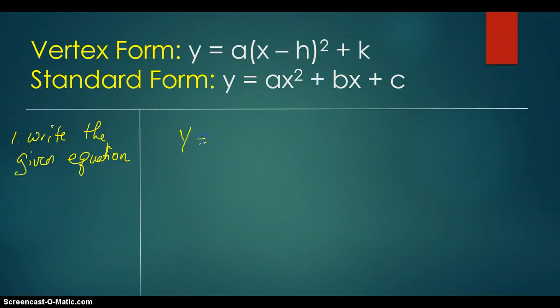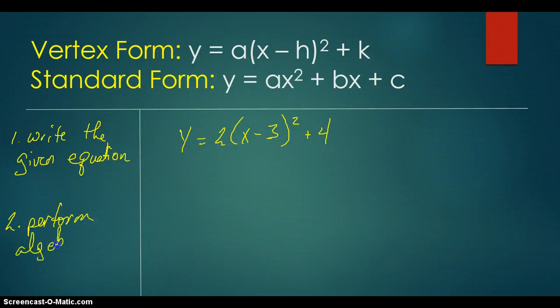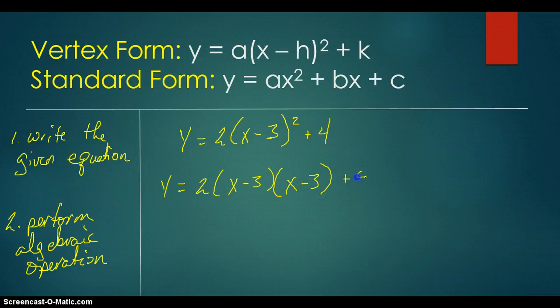For example, the first one we're given, and I hope this looks familiar to you. We've used it in our other two videos, but I'm hoping that you make some connections. And really, to go from vertex form to standard form, you just perform your algebraic operations. And you'll see that we have this quantity squared. So let's go ahead and write this in an expanded form. It is x minus 3 times x minus 3 plus 4.